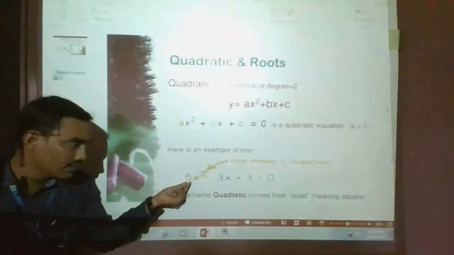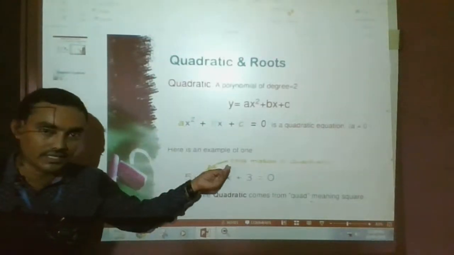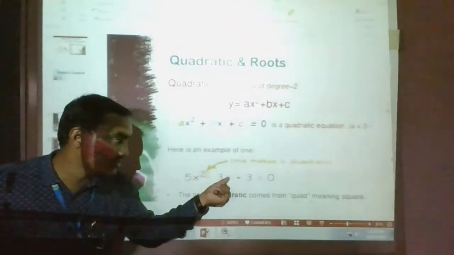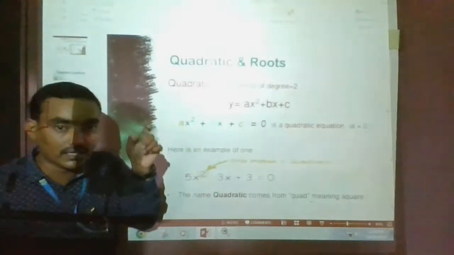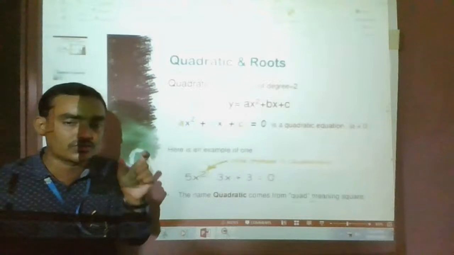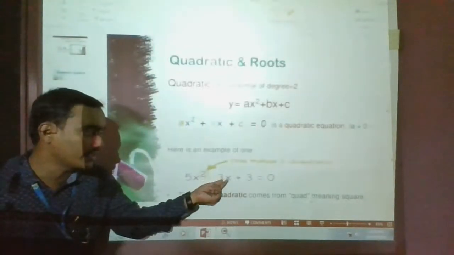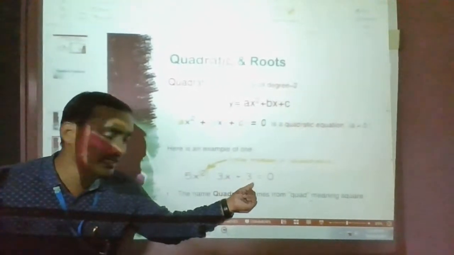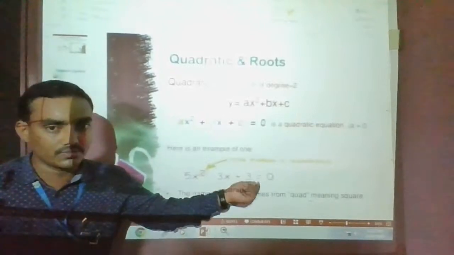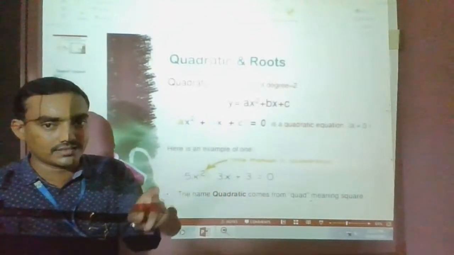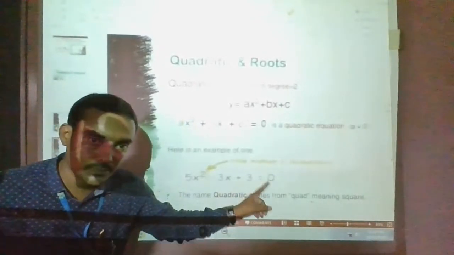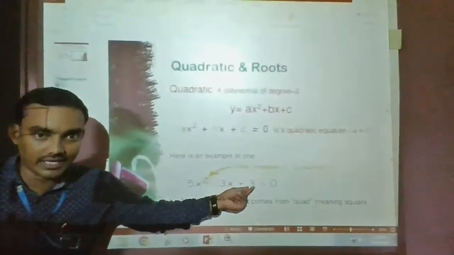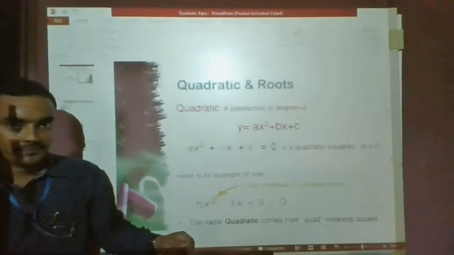Here the coefficient of x square, 5, is nothing but the a value, and the x coefficient is minus 3. How to say it with the sign also? If it is positive, it is not necessary to say positive. If it is negative, you have to say minus. It means the value of b is minus 3, and the 3 is nothing but the constant. If it is plus 3, it is plus; if it is negative, you have to say minus 3. The c value is plus 3. So a is 5, b is minus 3, and c is plus 3.